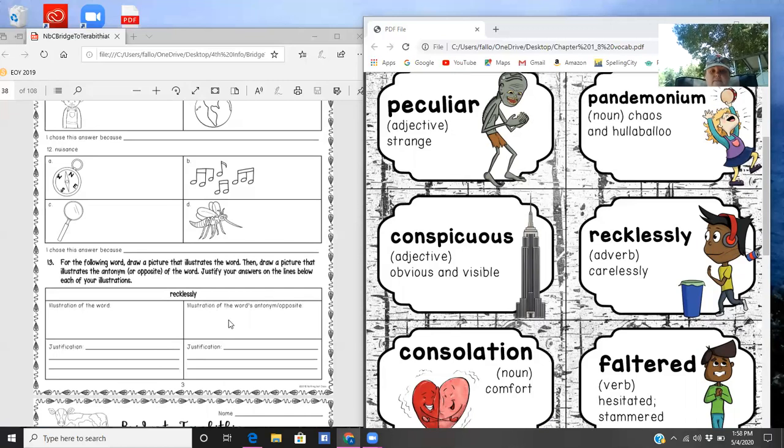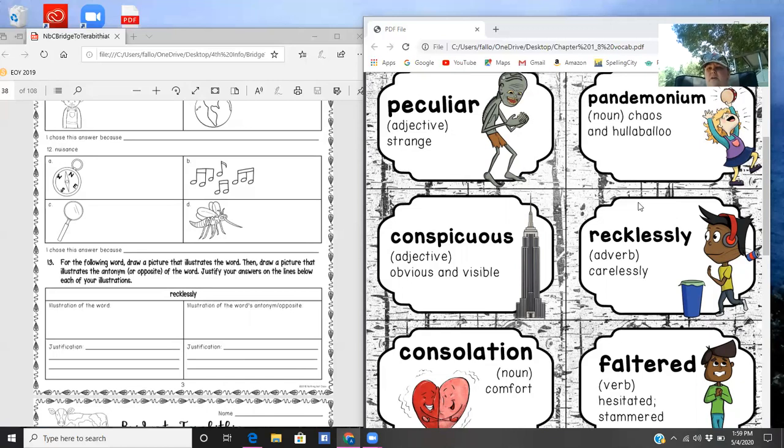And then they want the antonym, which is the opposite. So what is the opposite of someone who does not care? Someone who cares, right? So you're going to draw a picture showing that, and then your justification is explaining why you drew that picture. So I drew blank because it shows blank. And that is the end of your vocabulary assessment.